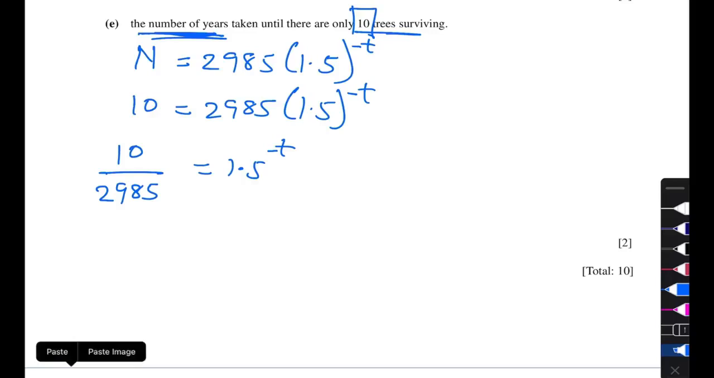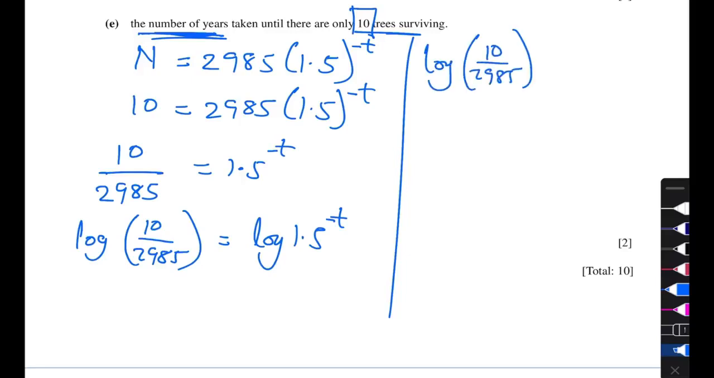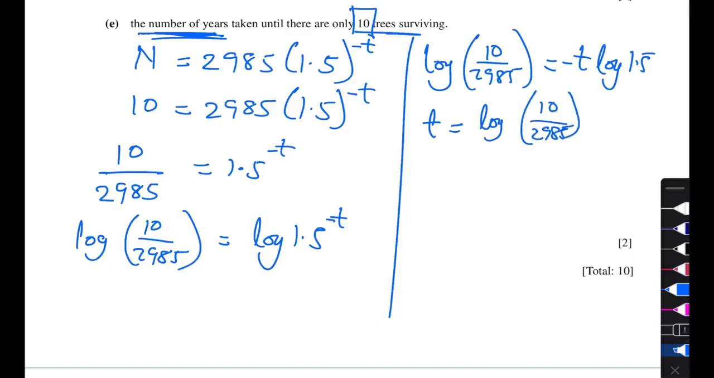So we have log of 10 over 2985 is equal to log 1.5 to the power negative t. That will give us log of 10 over 2985 is equal to negative t log 1.5. So you just divide through by negative log 1.5. So t is equal to log of 10 over 2985, all divided by negative log 1.5. And you just put it on a calculator at this stage.